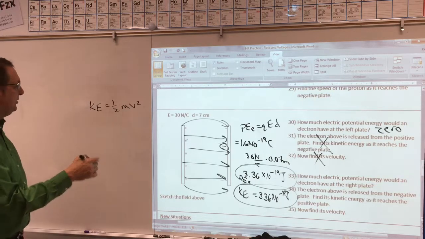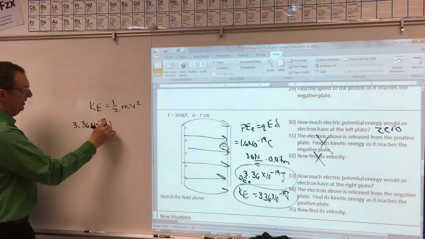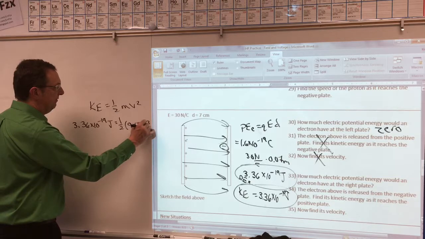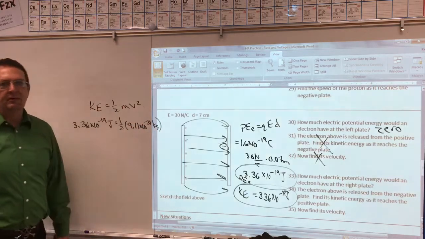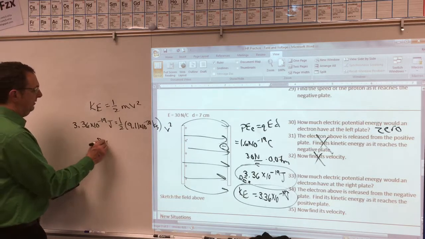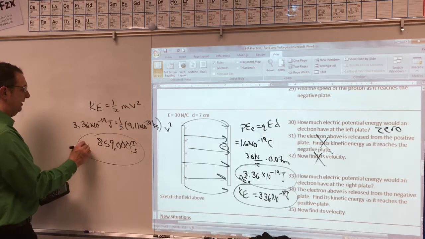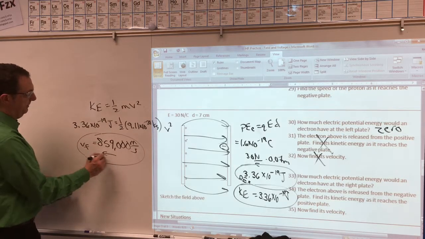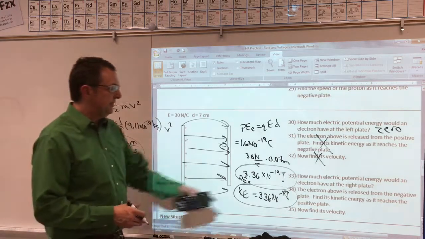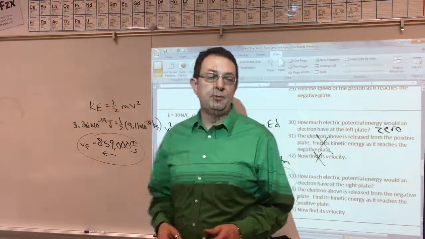This is an electron. Kinetic energy, 3.36 times 10 to the negative 19 joules is equal to 1/2 times 9.11 times 10 to the negative 31 kilograms, from your reference tables, just a known value, v squared. 859,000 meters per second. That's the final velocity, and that would be in that direction. There you go, 859,000 meters per second for that final answer. Make sure that the situation is possible before you start solving the problem.